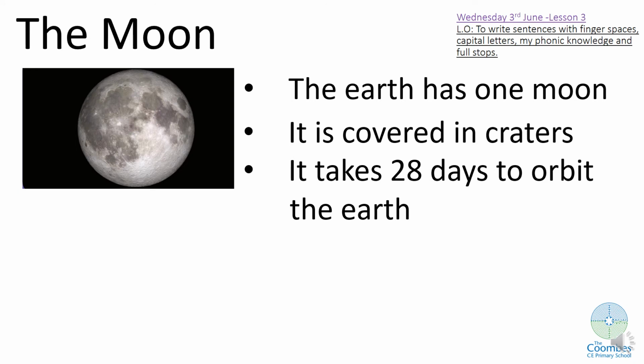It takes 28 days for the moon to orbit the Earth. So remember, orbiting is when it's travelling on a curved path around something. So the moon is travelling around the Earth and it takes 28 days. That's just shorter than a month.